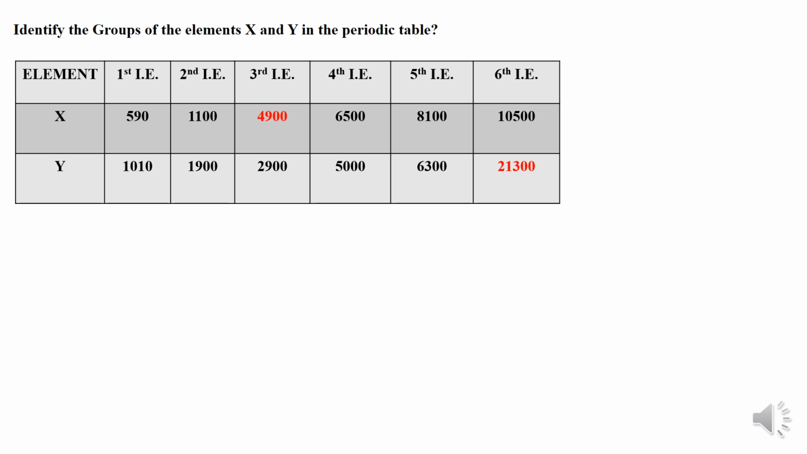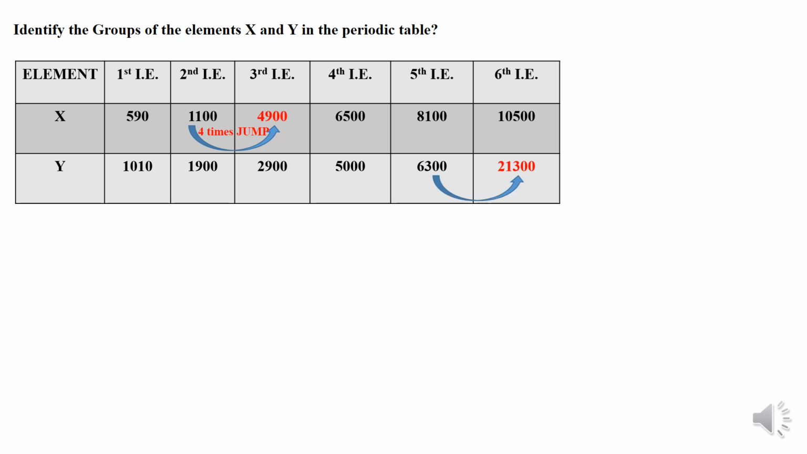So in case of element X, you can see that after 2 ionizations, you can see a jump in the third ionization. So nearly there is 4 times jump in the ionization energy value, and therefore the element X belongs to group 2, because group 2 element will have 2 valence electrons. So there will be no jump when the 2 valence electrons are removed, but there will be a jump when the third ionization takes place.